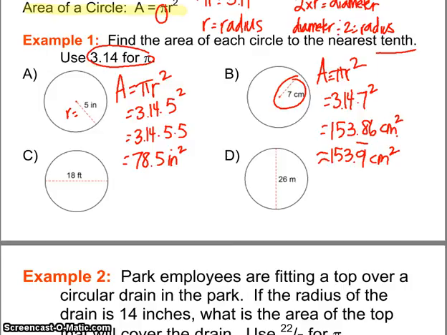Taking a look at letter C. Now C is a little bit different in the fact that this time our diameter is given to us. Remember that the radius can be found by taking the diameter and dividing it by 2. So our diameter here is really going to be 9. So our formula, A equals pi r squared. Pi is 3.14. The radius of our circle is 9, so we type in 9 squared.